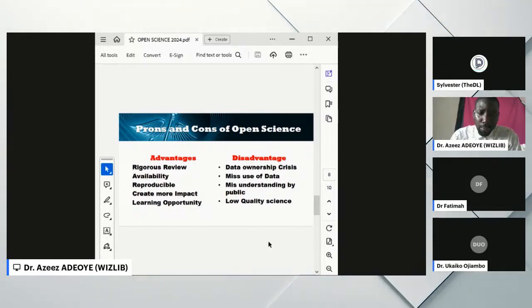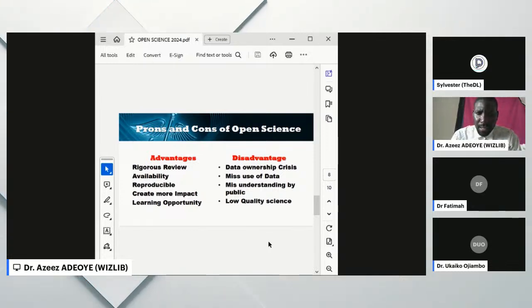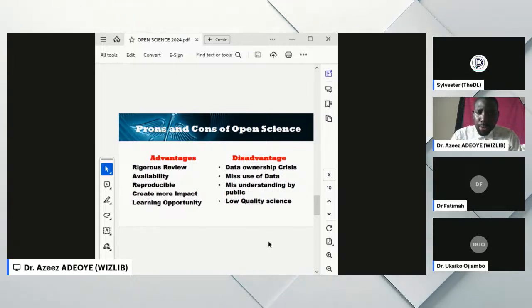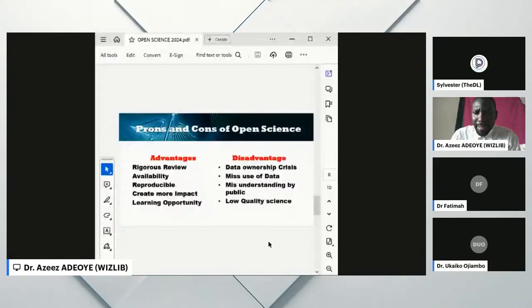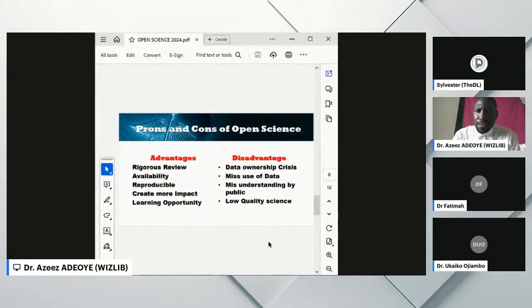Also, an advantage of open access is that it helps to reproduce an existing research. A research that was done in America, with access to the resources that were used, can also be reproduced in China. It also creates more impact when we talk about learning and development. And lastly, it makes knowledge available for national and global development.